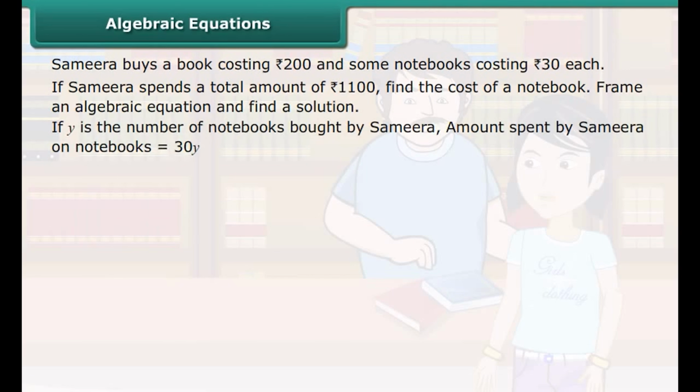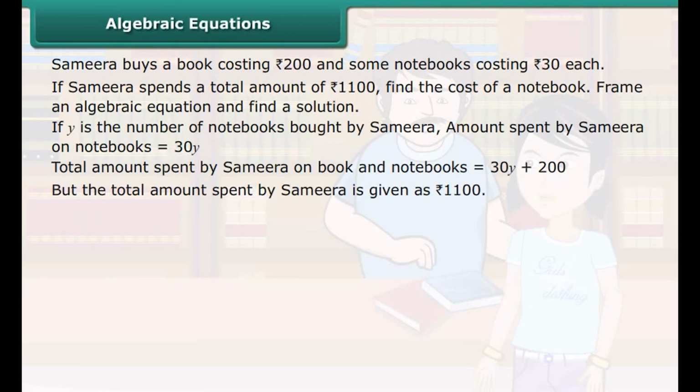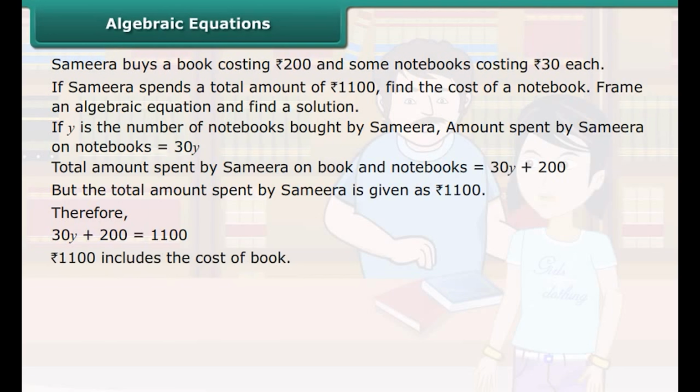If y is the number of notebooks bought by Samira, amount spent by Samira on notebooks is equal to 30y. Total amount spent by Samira on book and notebooks is equal to 30y plus 200, but the total amount spent by Samira is given as 1100 rupees. Therefore, 30y plus 200 is equal to 1100.